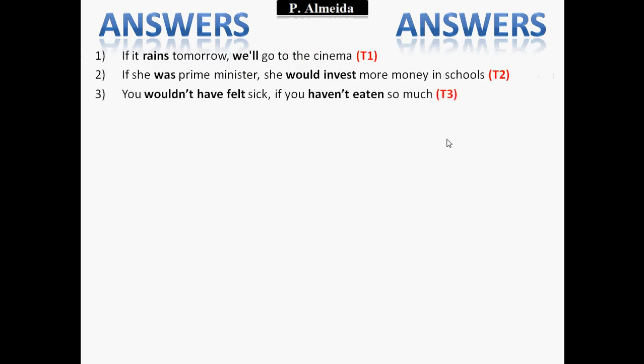So you wouldn't have felt sick, and now I'm starting with the result, if you hadn't eaten so much. So as you can see, I'm using would, I'm using have, I'm using past participle, and I'm using past perfect. So this is clearly type 3 conditional, which again is the imaginary one because there is no way the person is not sick now. There is no way I can go back and make the person not be sick. I'm just saying if you hadn't done that, you wouldn't be feeling this way, okay?